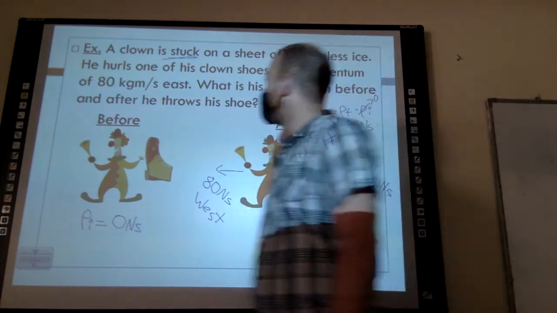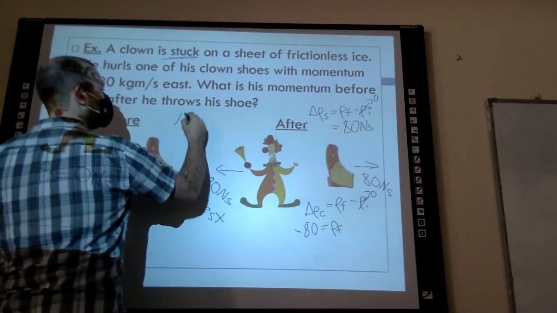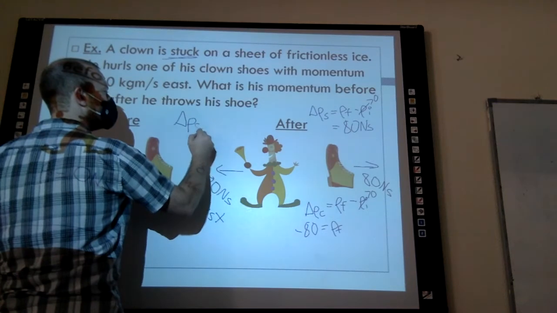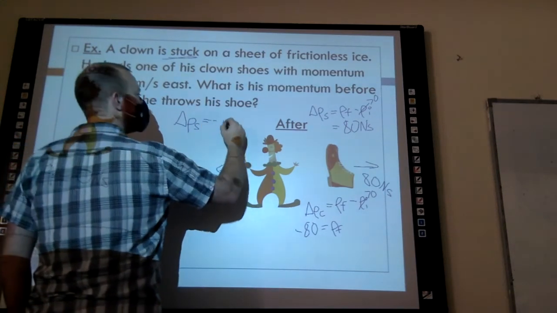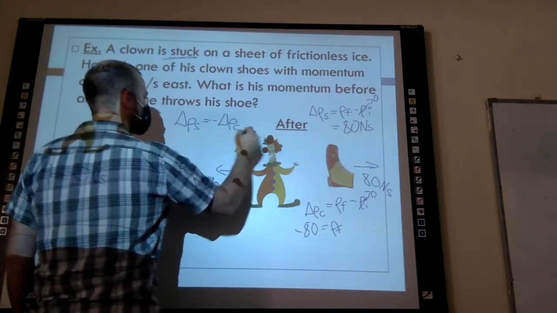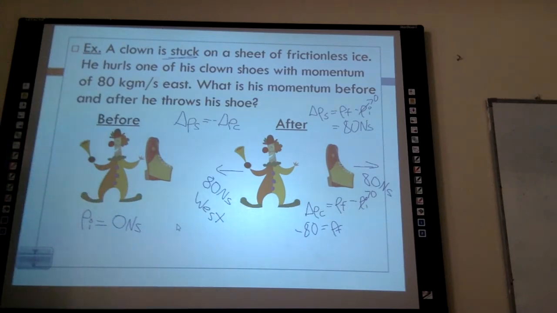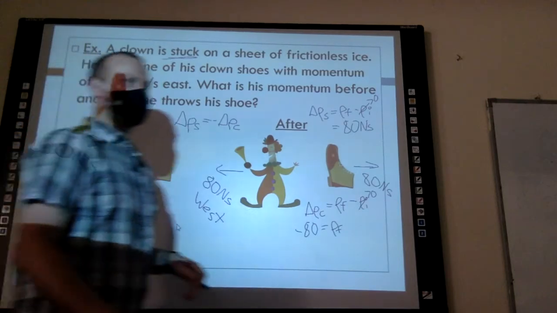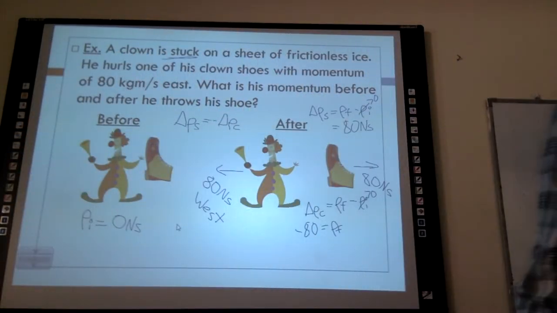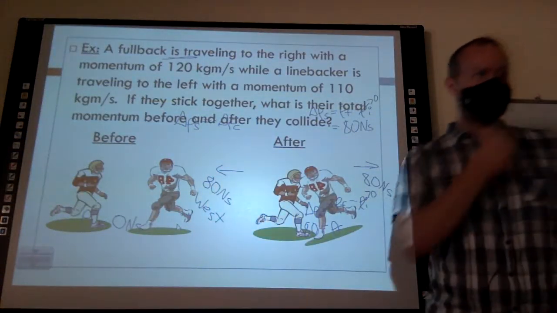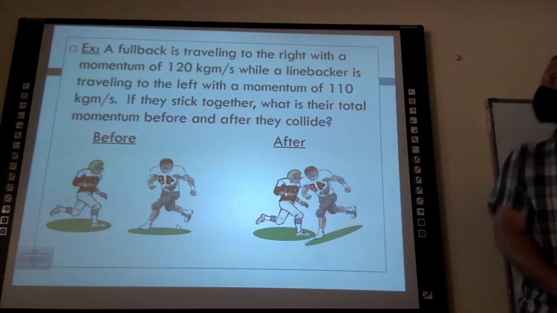So again, just to show what this is, the change in momentum of the shoe is equal to negative change in momentum of the clown. And that's still the concept that we've got here. Any other questions with that one? No, I've got people fading very slowly. Let's try one more with this.